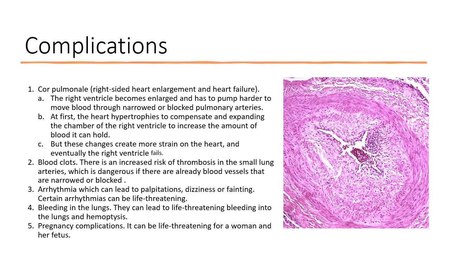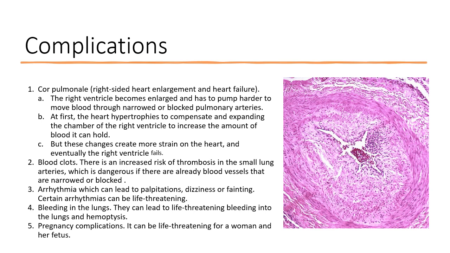What are the complications of pulmonary hypertension? First is cor pulmonale, or right-sided heart enlargement and heart failure. In cor pulmonale, the right ventricle becomes enlarged and has to pump harder to move blood through the narrowed or blocked pulmonary arteries. At first, the heart hypertrophies to compensate, expanding the chamber of the right ventricle to increase the amount of blood it can hold. But these changes create more strain on the heart and eventually the right ventricle fails.